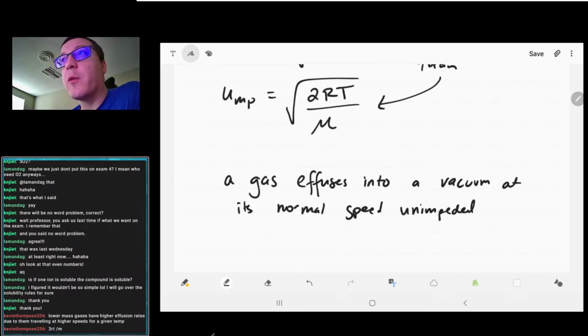Where there's nothing in the way to get out of there, so it can move really quickly. It just goes from one end to the other, no problem.